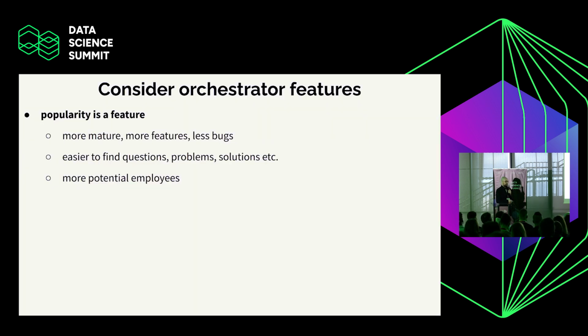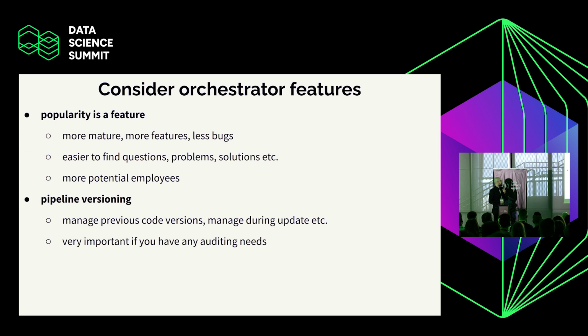And you should also look out for a few things in those orchestrators, what they support. For example, popularity is a feature, definitely. Fewer bugs, more features, more deployment options, more discussions on GitHub Discussions, on Stack Overflow. You can also ask some people on Reddit and you'll probably get the answer. So popularity is a huge feature for orchestrators. And you also have more potential employees. This is also a plus.